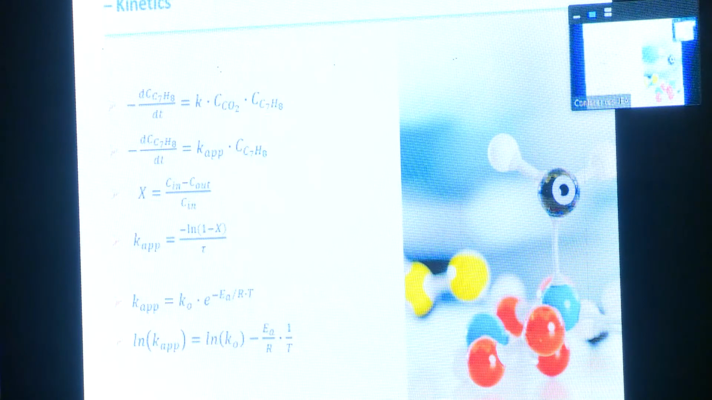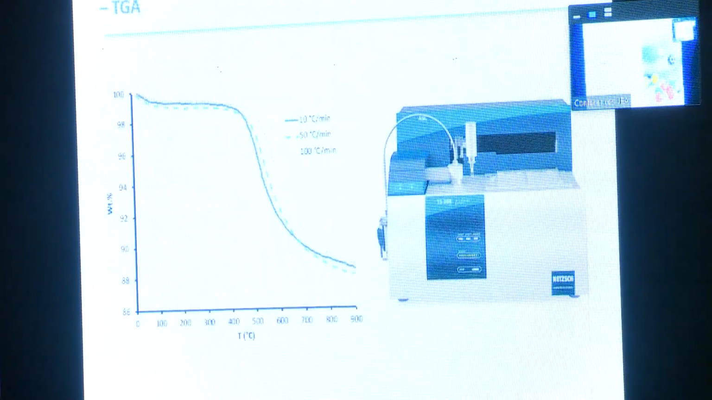I could calculate now the conversion, and from the conversion at different temperatures, I calculate the kinetic constant at each temperature. And then I use the Arrhenius equation so that I can calculate the activation energy and the pre-exponential factor. And especially the activation energy is very important in order to distinguish the catalytic activity. The higher the activation energy, the lower the activity usually. So this is the simple model I used.